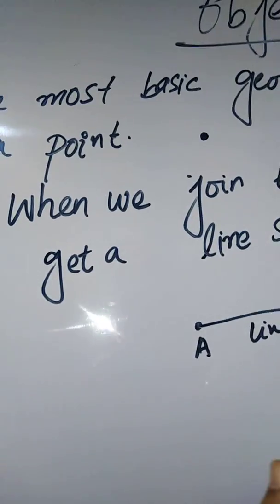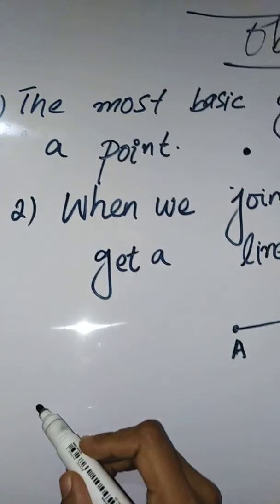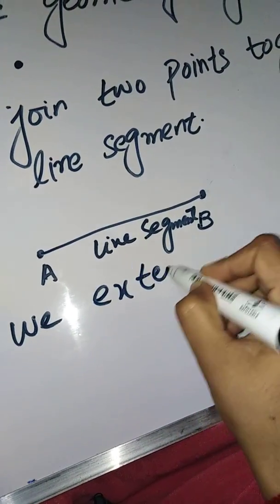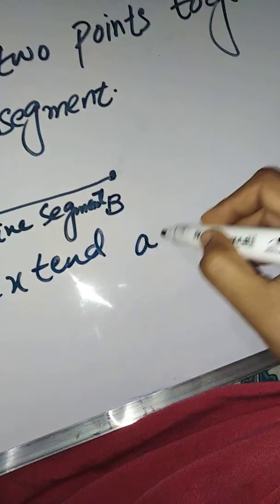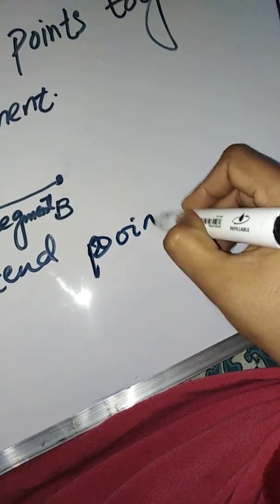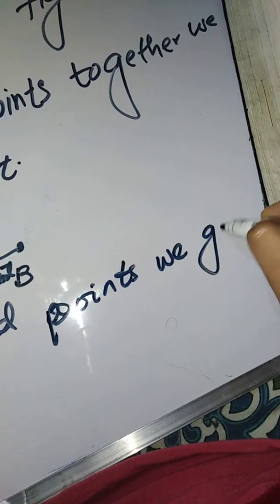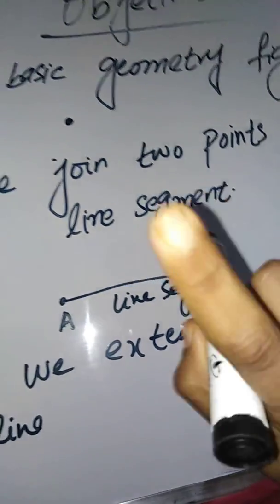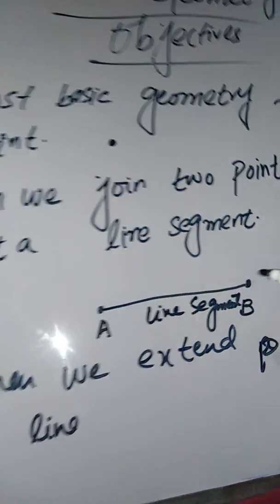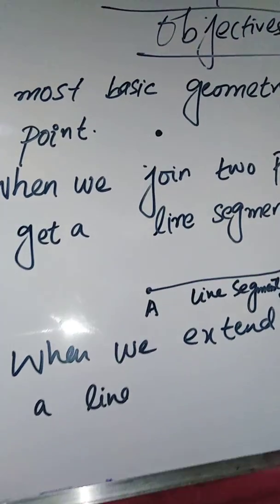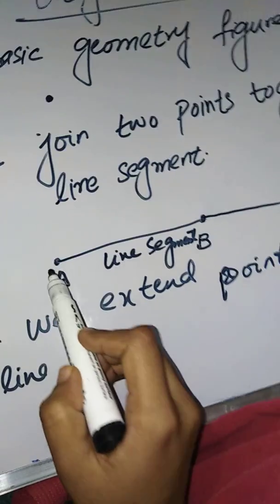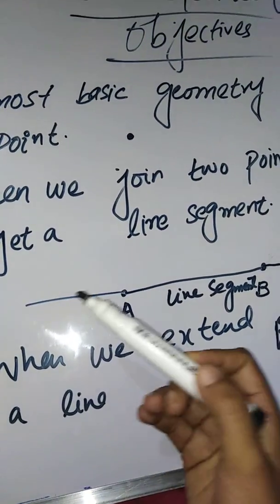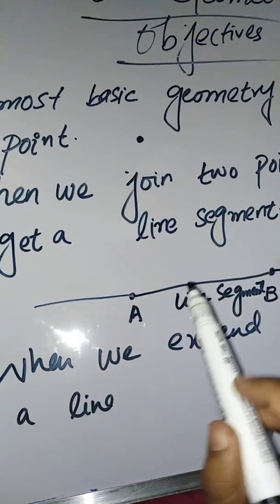Now, when we extend the points, we get a simple line. When we talk about a line, in a line there are no end points, while a line segment has end points. If we extend this line, you can see that there is no end point. Whenever there is no end point, we say that this is just a line.